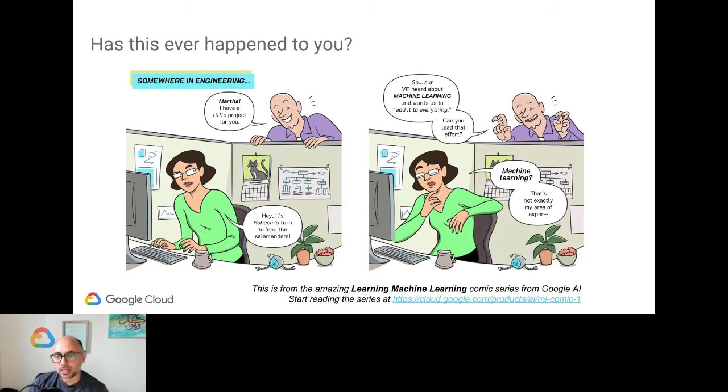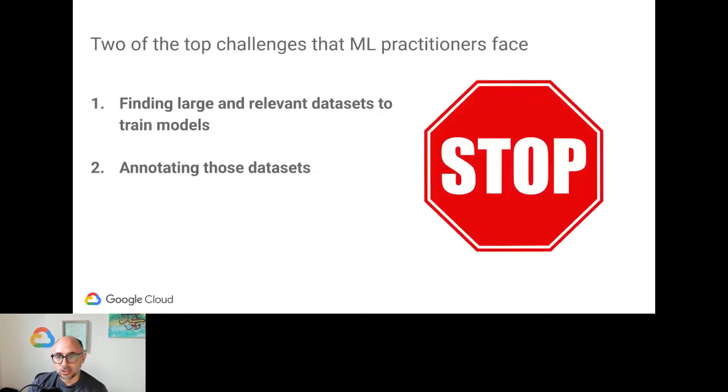So let's talk about a couple of the top challenges that machine learning practitioners face. The first is finding large and relevant data sets to train models on. So let's say you want to dig deeper into ML, you want to build a model that helps you solve a problem. How do we train it? You need good data to train it, and that means a large and relevant data set. So finding that data is a challenge.